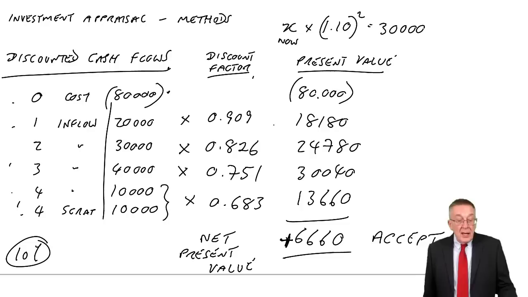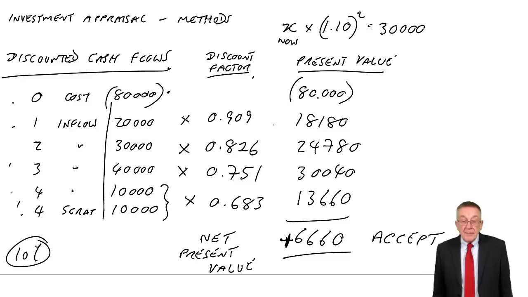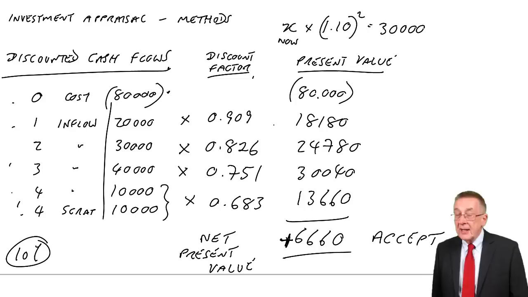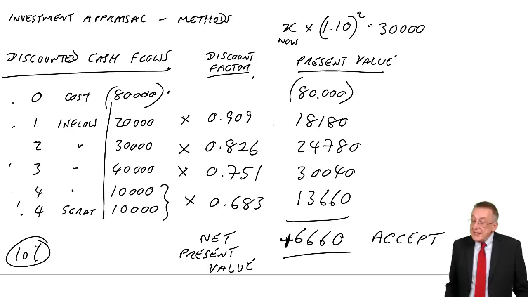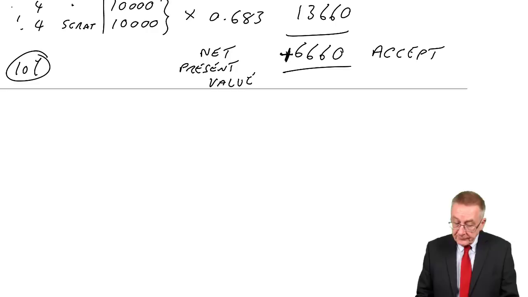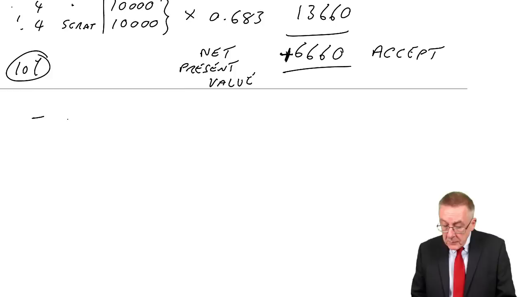Look at example 2. It says in the previous example, what reservations might you have about our decision? We've decided to accept, because the net cash flow after accounting for interest is positive, the surplus. But what reservations would we have? Well, all sorts of reservations. First of all, the accuracy of the estimated cash flows.